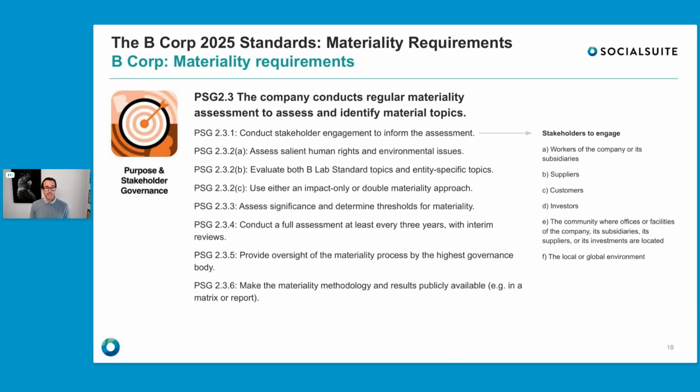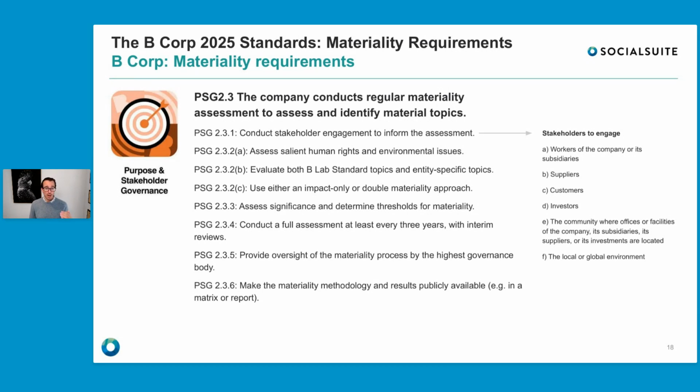The next requirement is looking at salient or material human rights and environmental issues. We already looked at that briefly. So you really need to make sure that in your materiality assessment, you're assessing that. So again, a good case to do all that together in a materiality assessment rather than running a separate environmental impact assessment or human rights assessment. You can do that all at once if you run a really solid materiality assessment. You need to, in that materiality assessment, evaluate the B Lab topics. So we've seen those 7 topics. Those 7 impact topics have subtopics as well. And the entity-specific topics that are relevant to your company.